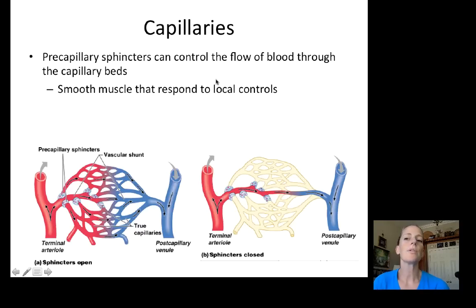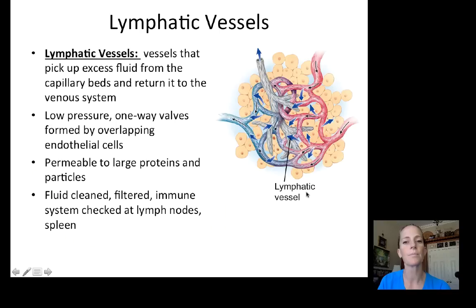We can also control the flow of blood through the precapillary sphincters. You guys may have learned about these in anatomy class. This is smooth muscle that responds to local controls. So in addition to the bulk flow, we can control general flow to a region of tissue by opening these sphincters, that will get more flow, or closing those sphincters and then they will bypass that tissue.